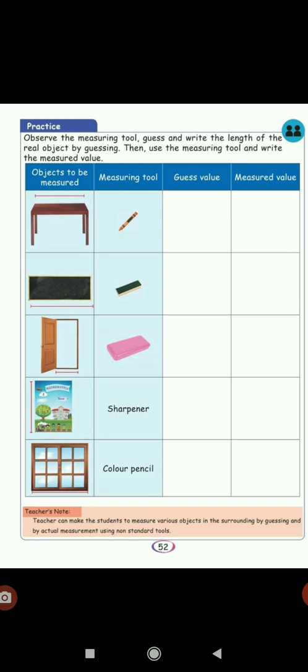The length of the table, measure with crayons. Now we can find how many times the length of the table is more than the length of the crayons. Similarly, we can find the length of the board, or measure the length of the duster. We can find the length of the door with the box, pencil, crayons, duster, or other non-standard units. Children, do this activity.